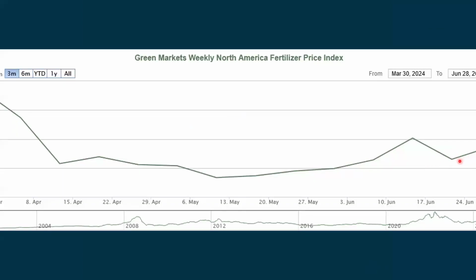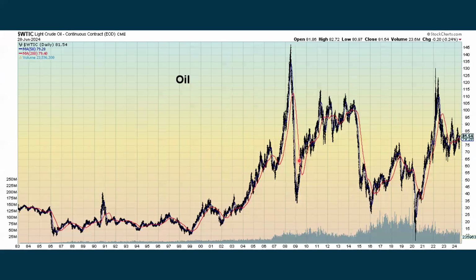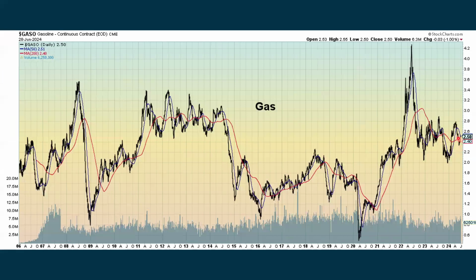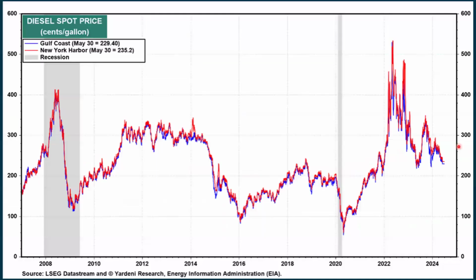Here's a look at fertilizer, where it's climbing in the most recent reading, but we've been relatively flat with the price of fertilizer. Oil is getting back up above the 80 level right now. We had gotten down into the 70s, so this is starting to go back up currently. We keep an eye on gas. It's in an uptrend, but it has been falling back as we approach the summer traveling season.